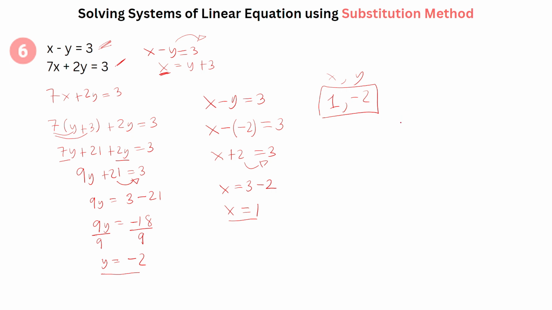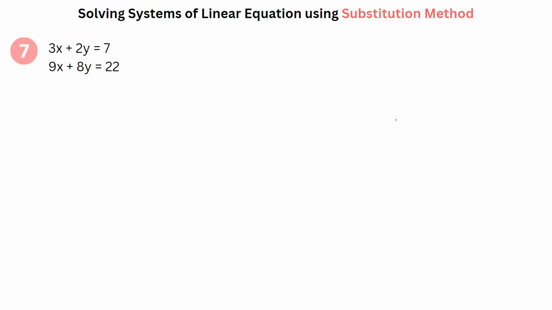Okay, next example, number 7. I guess this one is quite different already. As you can see, there is no variable here with a coefficient of 1. Here we have 3, 2, 9, 8. So there is no coefficient of 1. So what do we do? Again, we can select either one to be used for substitution. So let's say we use the first one for substitution. We have here 3x plus 2y equals 7. What's our goal again?